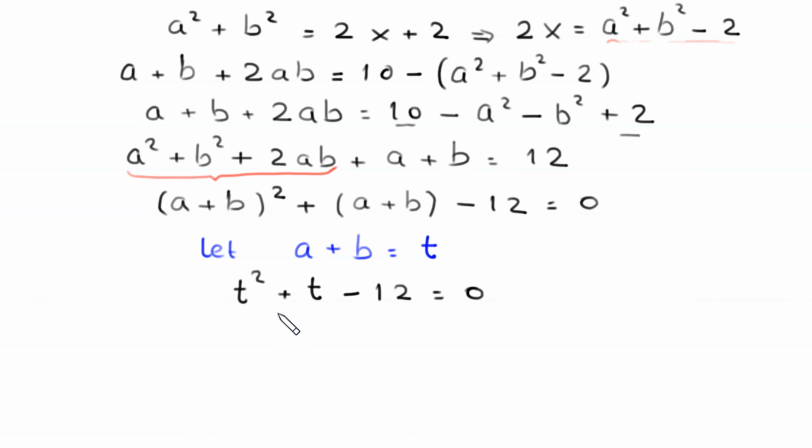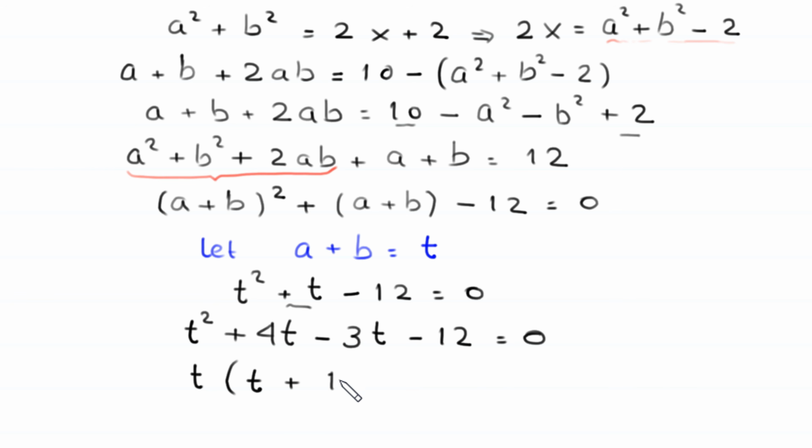Now this is a quadratic equation and is factorable. We write t squared, and break this t into two terms: plus 4 times t minus 3 times t, minus 12 equals 0. From these two terms we can factor out t, in brackets t plus 4, and from these two terms we can factor out negative 3, in brackets t plus 4, equals 0.